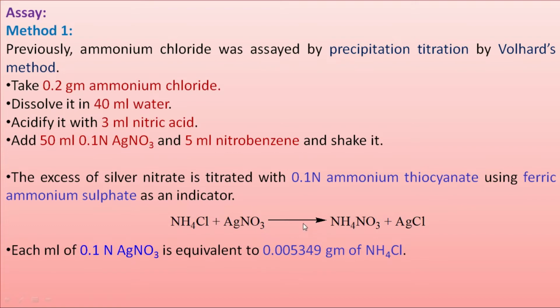Reaction for the assay: ammonium chloride reacts with AgNO3, so that ammonium nitrate will be formed and AgCl precipitate will be liberated. Factor: each ml of 0.1 normal silver nitrate is equivalent to 0.005349 gram of ammonium chloride. This 53.49 is the molecular weight of ammonium chloride.